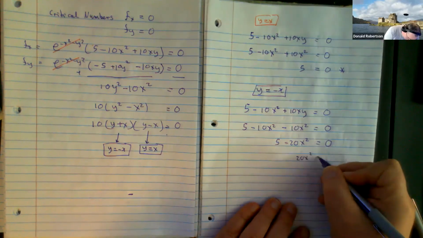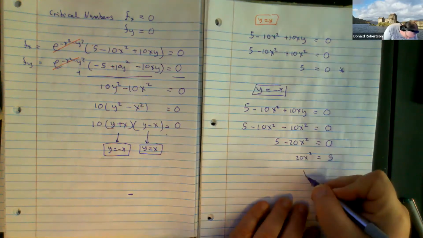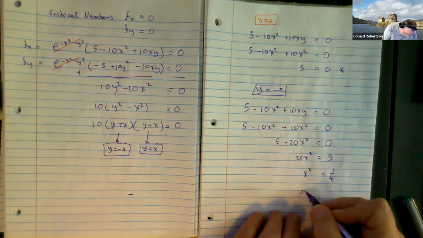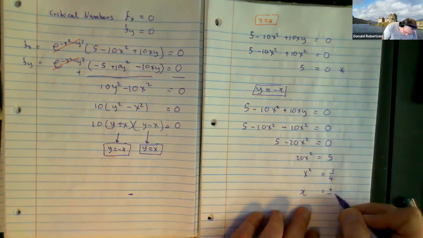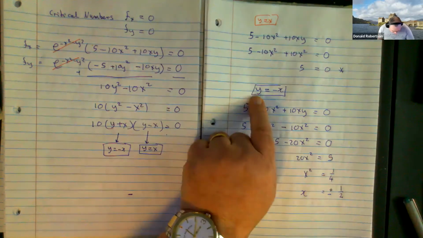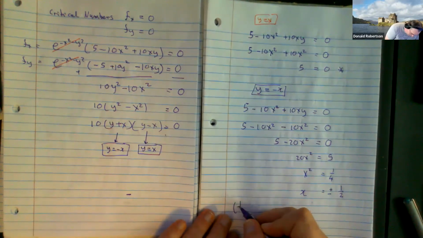Would it be okay to say 20x squared is 5? Would you be comfortable in saying that? 20x squared is 5. Wouldn't that then be that x squared is a quarter? And wouldn't that then get me plus or minus 1/2? Because both are true. Now, y is going to be the negative of whatever x is. So here's one of my answers.